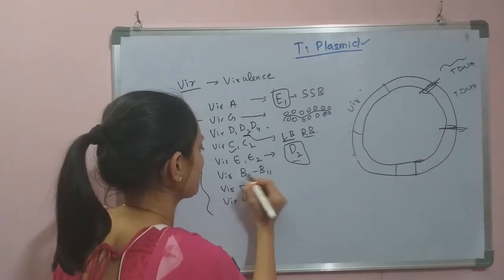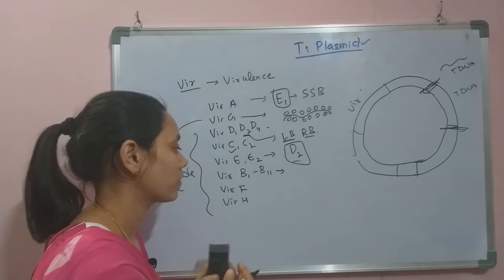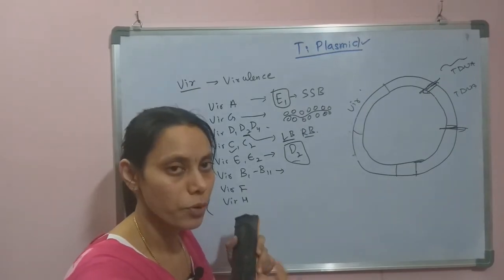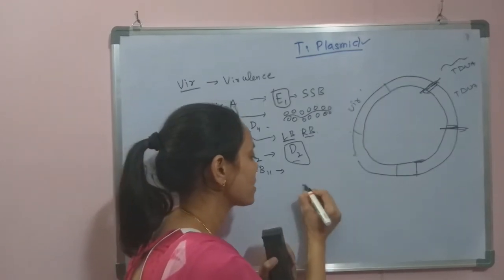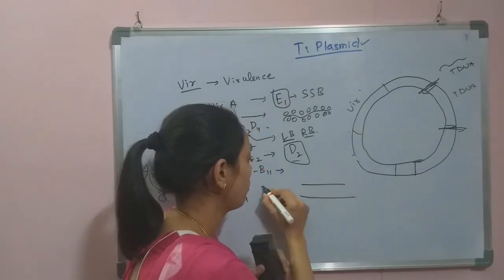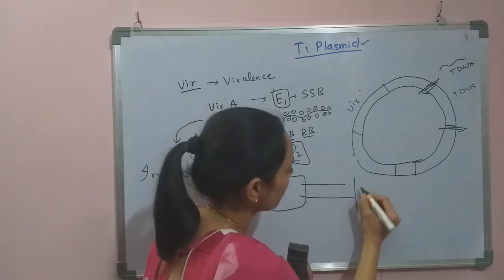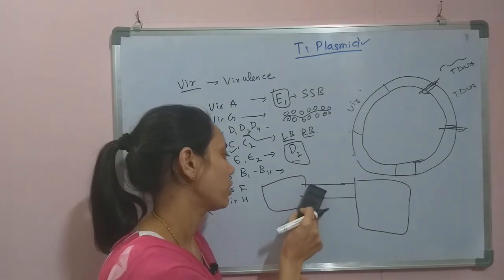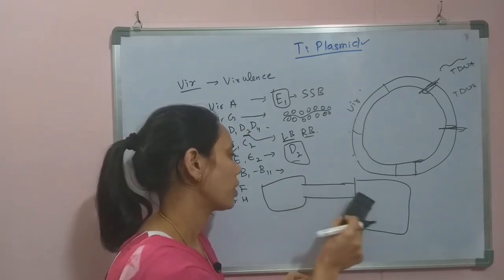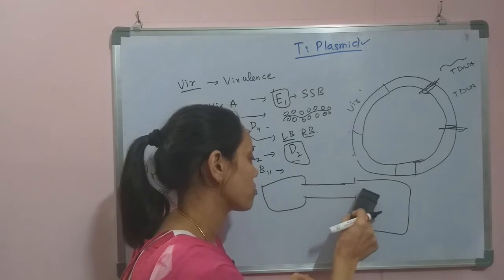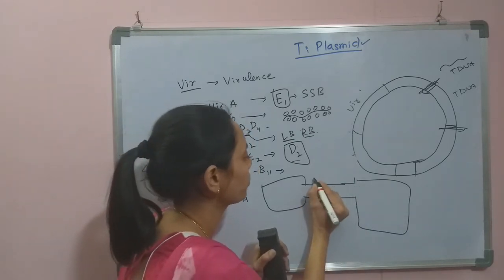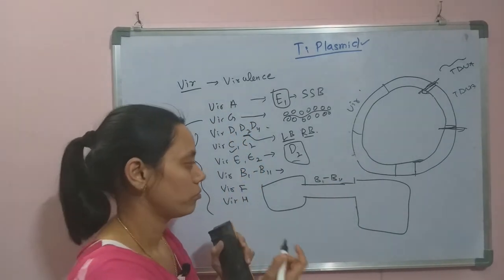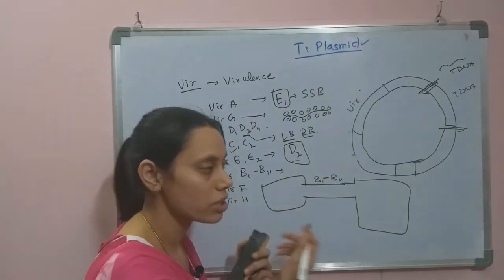Coming to the remaining genes, B1 to B11, these are the genes responsible for the production of proteins which make the transfer channel. That means from agrobacterium to the plant cell, the DNA needs to be transferred. That means there must be a pipeline or transferring channel which will be formed by the B1 to B11 genes. So these are the products of the B1 to B11 genes.